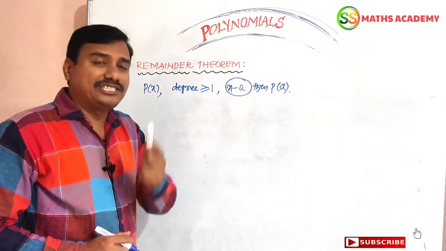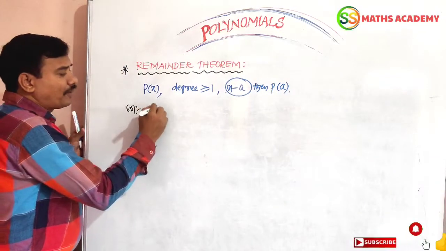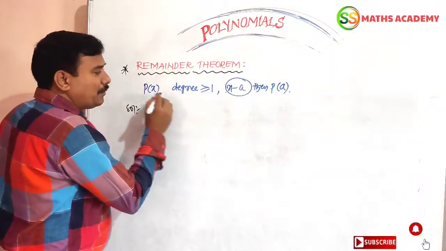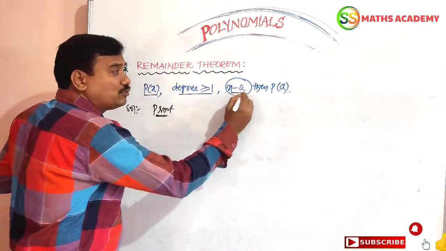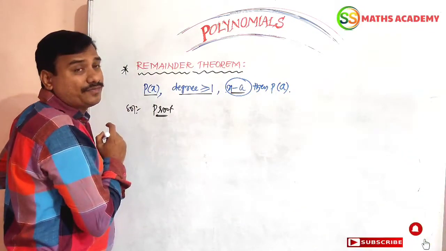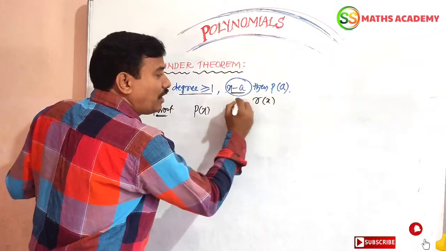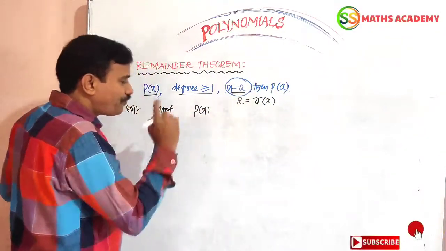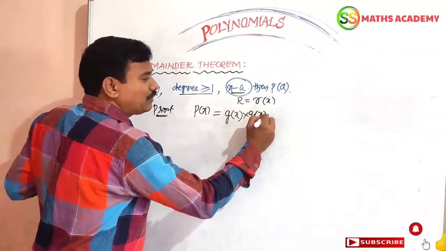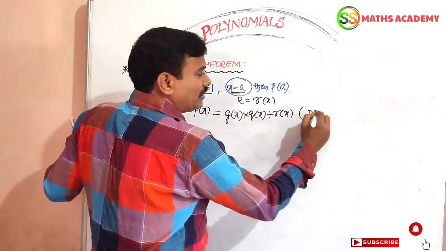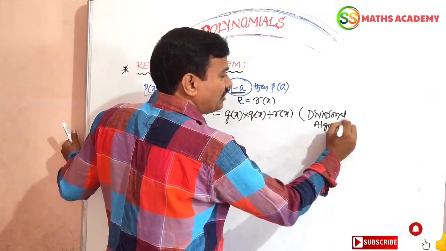I have a beautiful proof. Now I am going to do the proof. Proof: p of x is any polynomial of degree greater than or equal to 1. Suppose p of x is divided by x minus a, then the remainder I am going to take as r of x. You know very well the division algorithm: p of x equals g of x into q of x plus r of x. It is all there in our real numbers chapter. Division algorithm, a very important theorem.